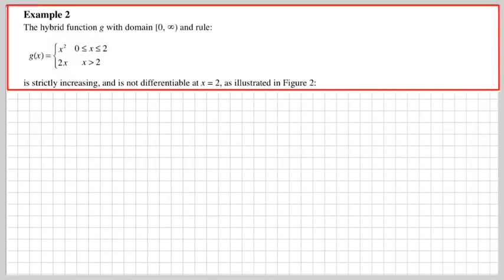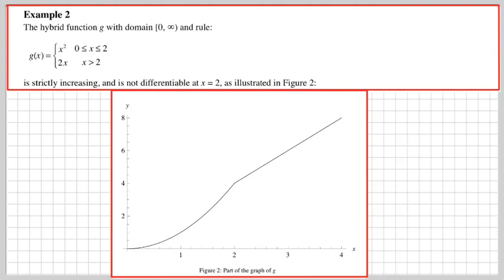Now we've got over the hump of why x cubed is strictly increasing, and you can get the idea of how this all works now. So what's this? A hybrid function with domain from 0 to infinity, with the rule x squared for x greater than or equal to 0 and less than or equal to 2, and equal to 2x for x greater than 2. What does it look like? What a stupid looking function. Well, here it is. It's continuous, but it's got a kink here.